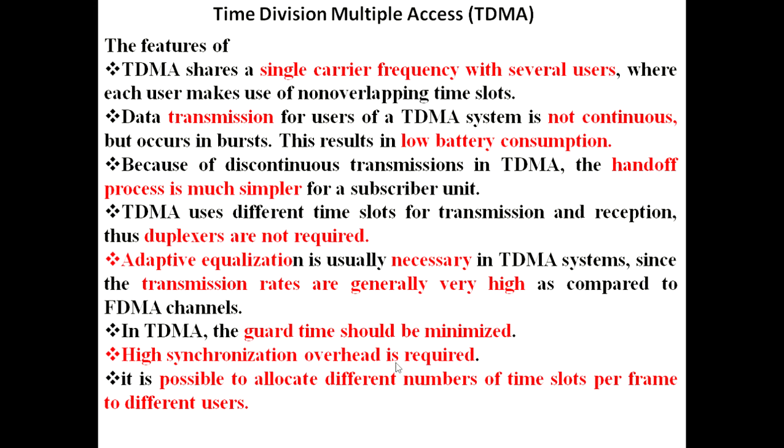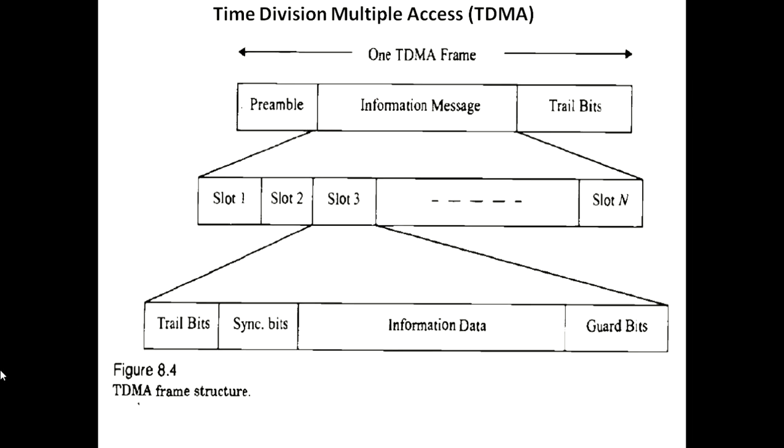And in TDMA there is a possibility of assigning a different number of time slots to different users, which occurs within a single frame. And this is the frame format for TDMA. Each and every TDMA frame consists of three major parts: preamble, information message and tail bit. The preamble is used to provide synchronization before the transmission of the actual information.